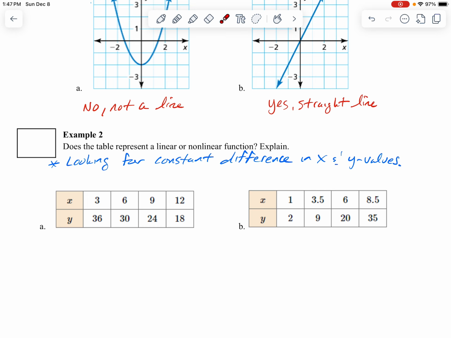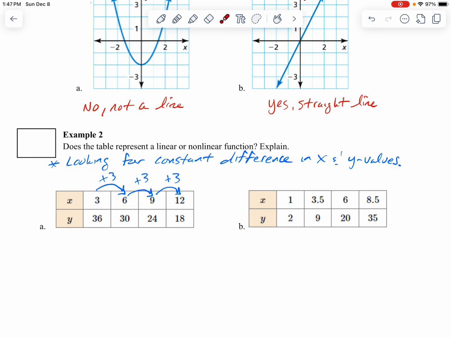For example, just looking at the x values, using addition or subtraction, we want to say how far is it to the next number? How would we get from 3 to 6? Well, we would add 3. And then we do the same thing. From 6 to 9, we would also add 3. From 9 to 12, we'd also add 3. And this is an example of a constant difference. We are adding 3 each time.